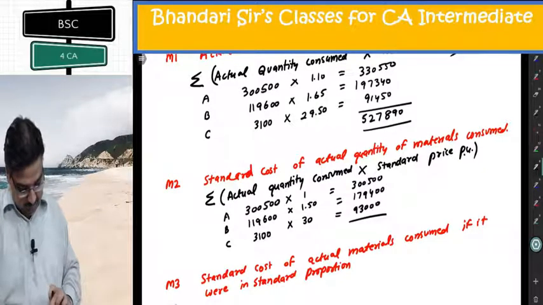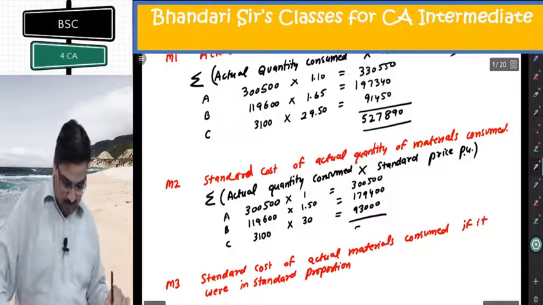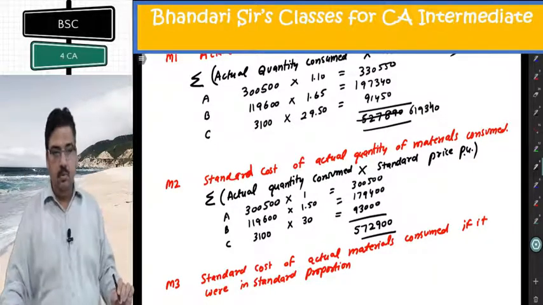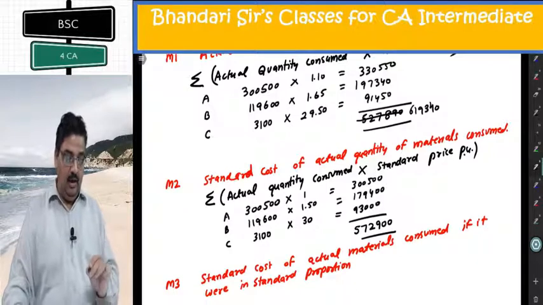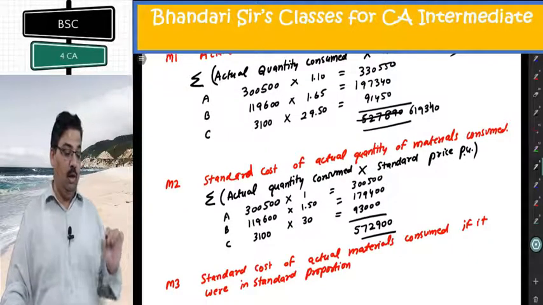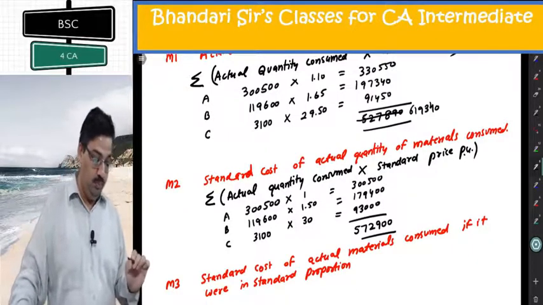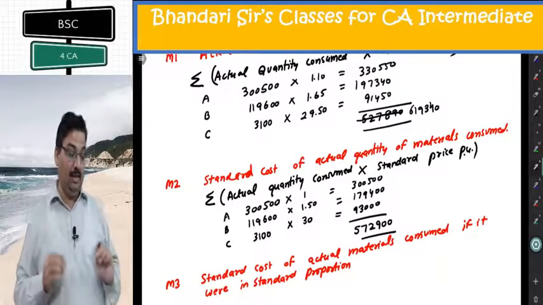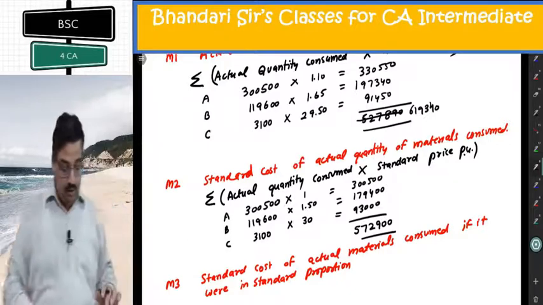Add. I get 5,72900. So I just computed it again. In M1 the total is 6,19340. Actually 2 were added, third was not taken in memory. So correct one is 6,19340.